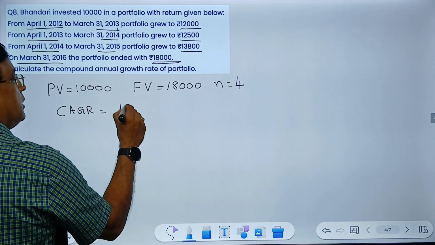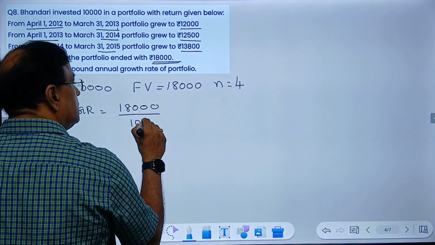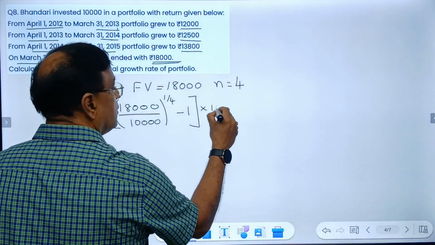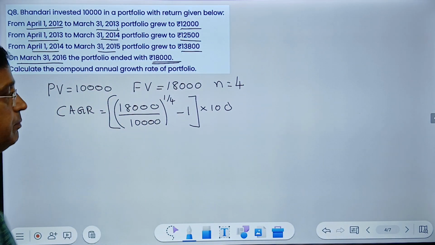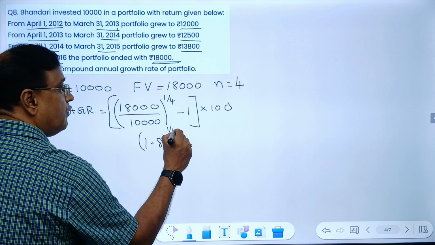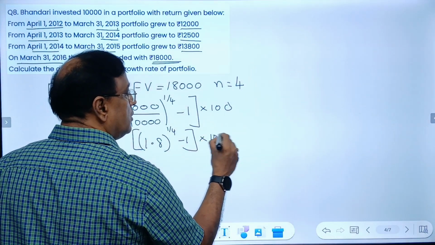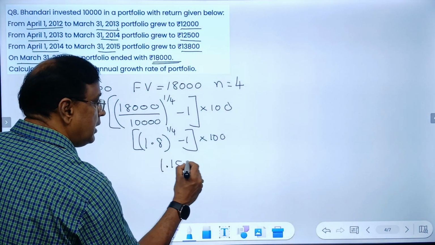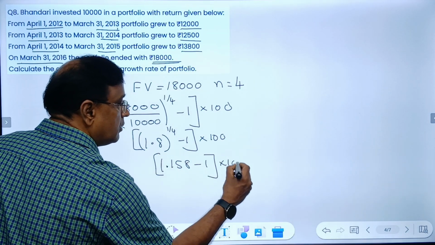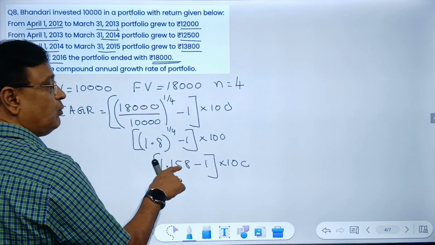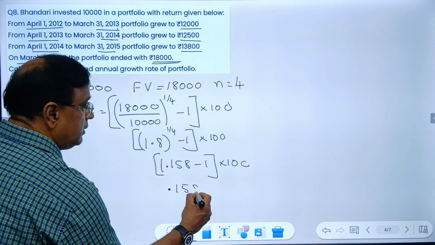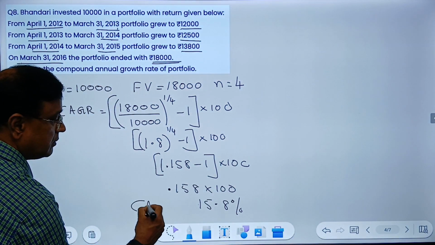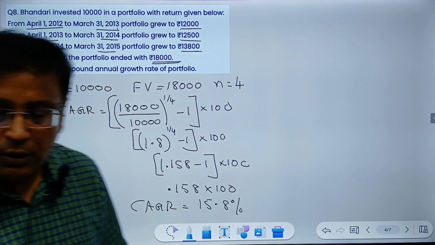CAGR will be 18,000 divided by 10,000 whole power 1 by 4 minus 1 into 100. Well, I have done the calculation, so that will be 1.8 power 1 by 4 minus 1 into 100. If they give the value, fine, otherwise you know how to use logarithm. Use logarithm and get it. You will get 1.158 minus 1 into 100. The value of 1.8 power 1 by 4 is 1.158. So this will be 0.158 into 100. So my CAGR is 15.8%. Isn't it? So all these are very simple.